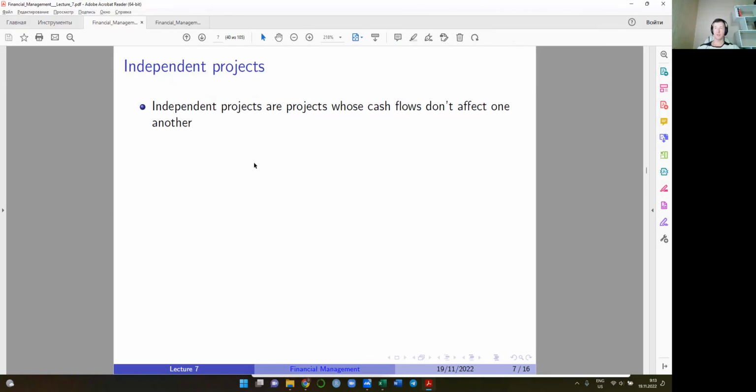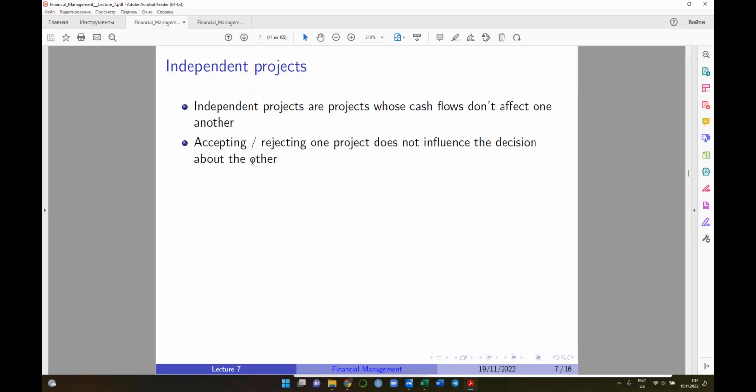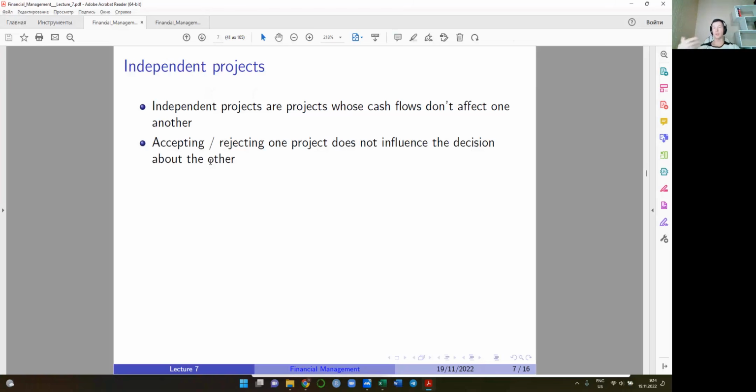For example, if you are thinking about opening 3 different shops in 3 different cities, those can be considered independent because neither of them would influence the other. If you accept or reject one project, it does not influence the decision about the others. That's why we call them independent.